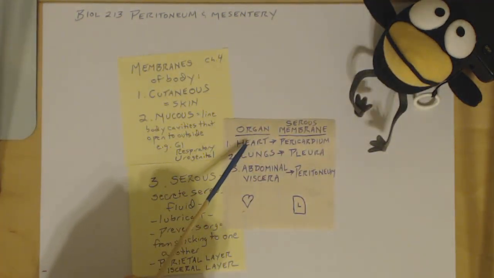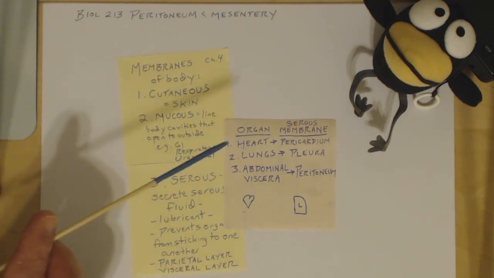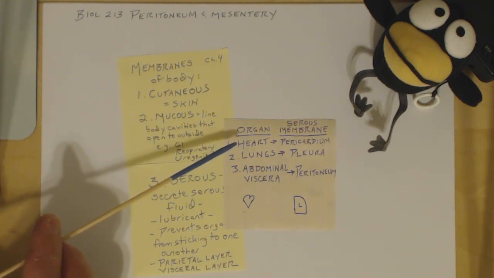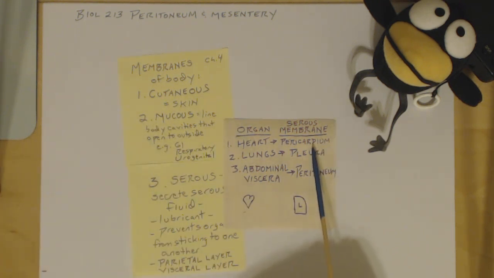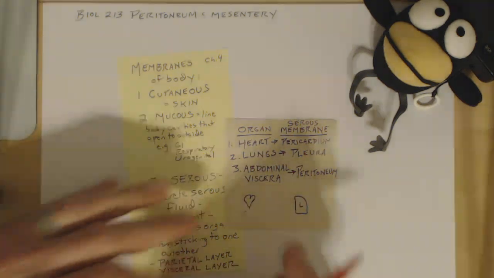So we have 3 organ systems that we're going to talk about: the heart, the lungs, and the abdominal viscera. What we're going to focus on today is number 3. But just to review, all of these have serous membranes that surround them. The serous membrane that surrounds the heart, you may recall, is called pericardium. The serous membrane that surrounds the lungs is called pleura. The serous membrane that surrounds the abdominal viscera is called peritoneum. We've talked about pericardium and pleura already in this course, and in this week's lab, we're going to be discussing peritoneum. Again, the basic idea behind a serous membrane, if you need just a quick review, is something like this.